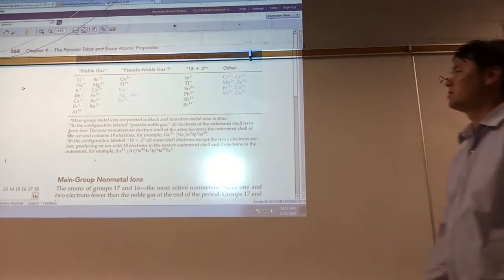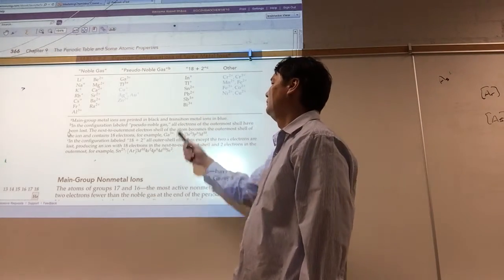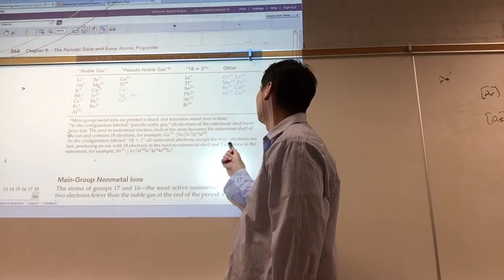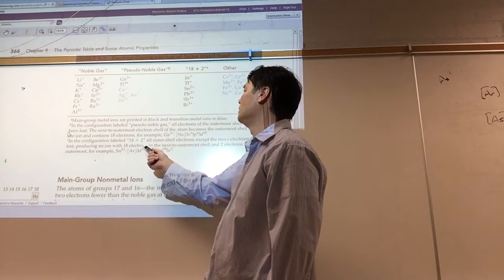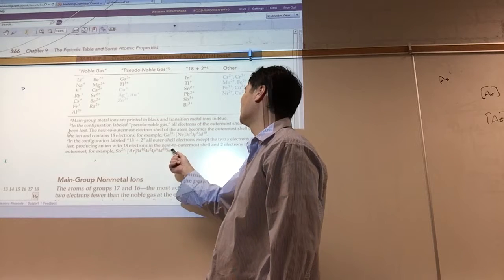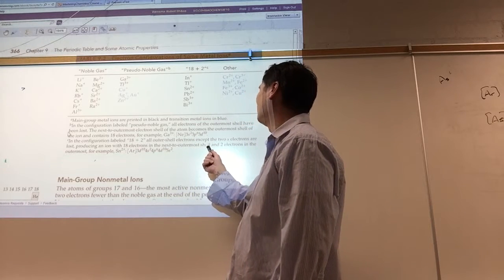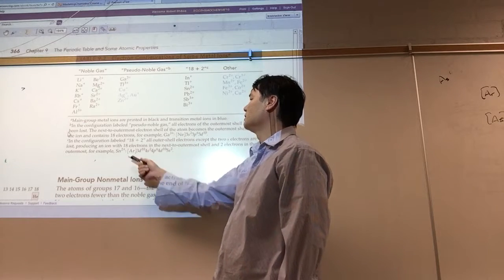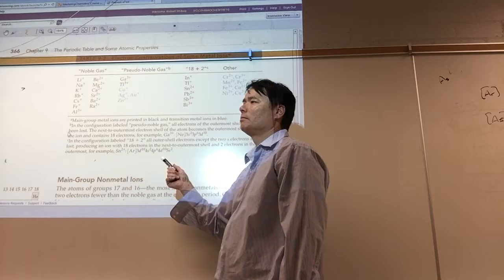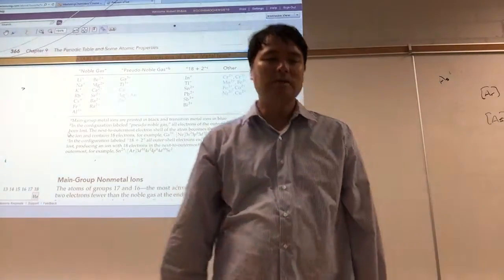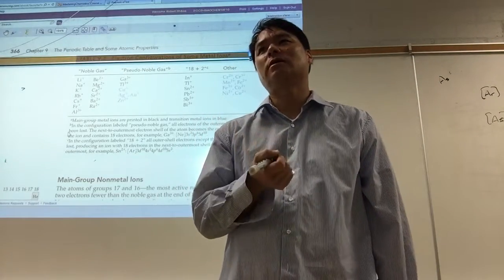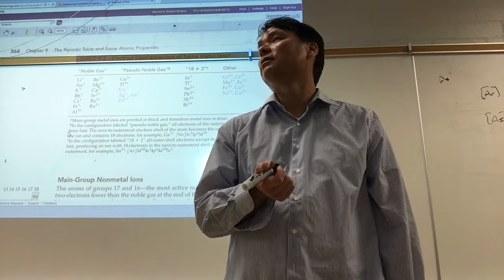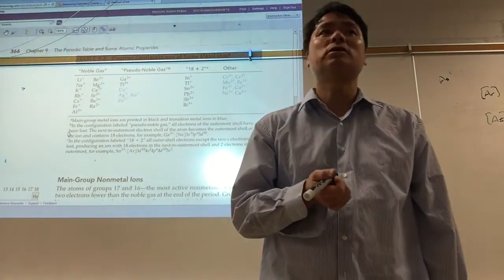What is the 18+2 rule? In the configuration labeled 18+2, all outer shell electrons except the 2 s electrons are lost, producing an ion with 18 electrons in the next to outermost shell and 2 electrons in the outermost. So, for example, it's tin 2+. And so the 18+2 rule is like this. What's a common charge for arsenic? Well, what are the 2 most common charges for arsenic? What were the 2 most common charges for arsenic?